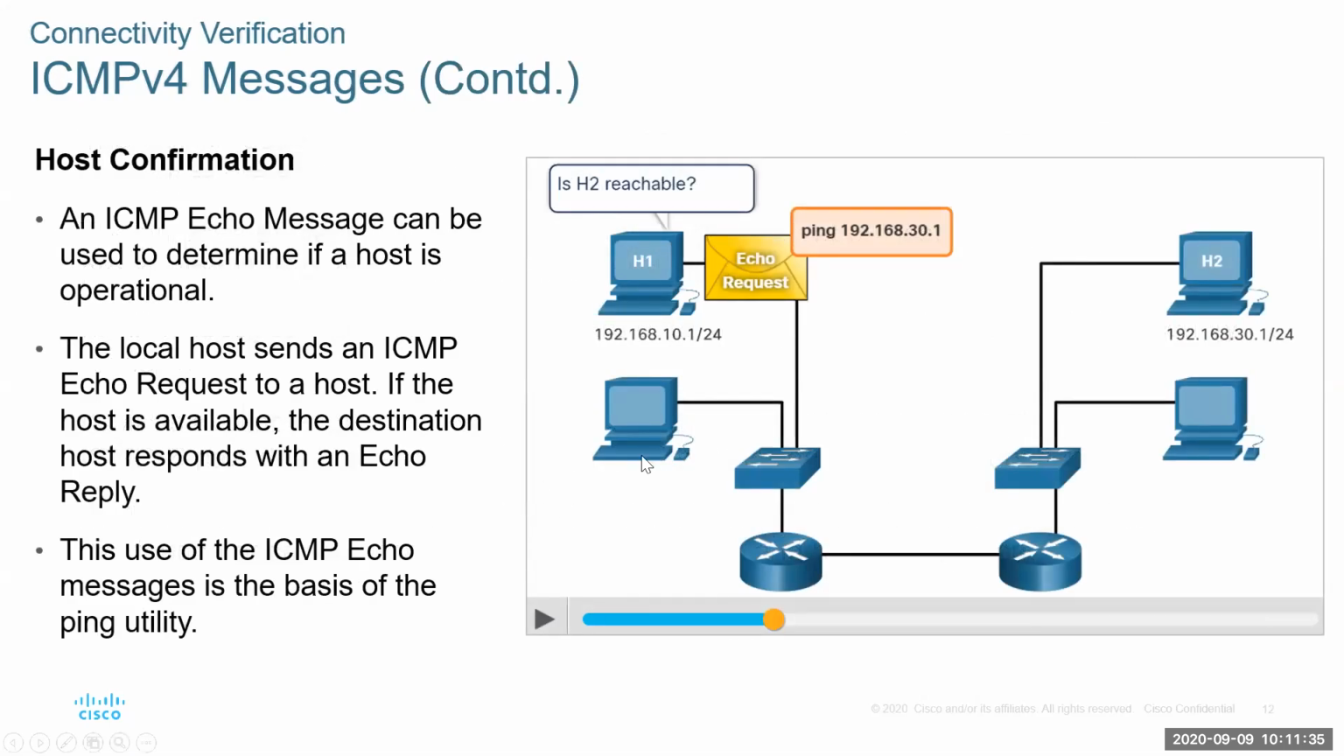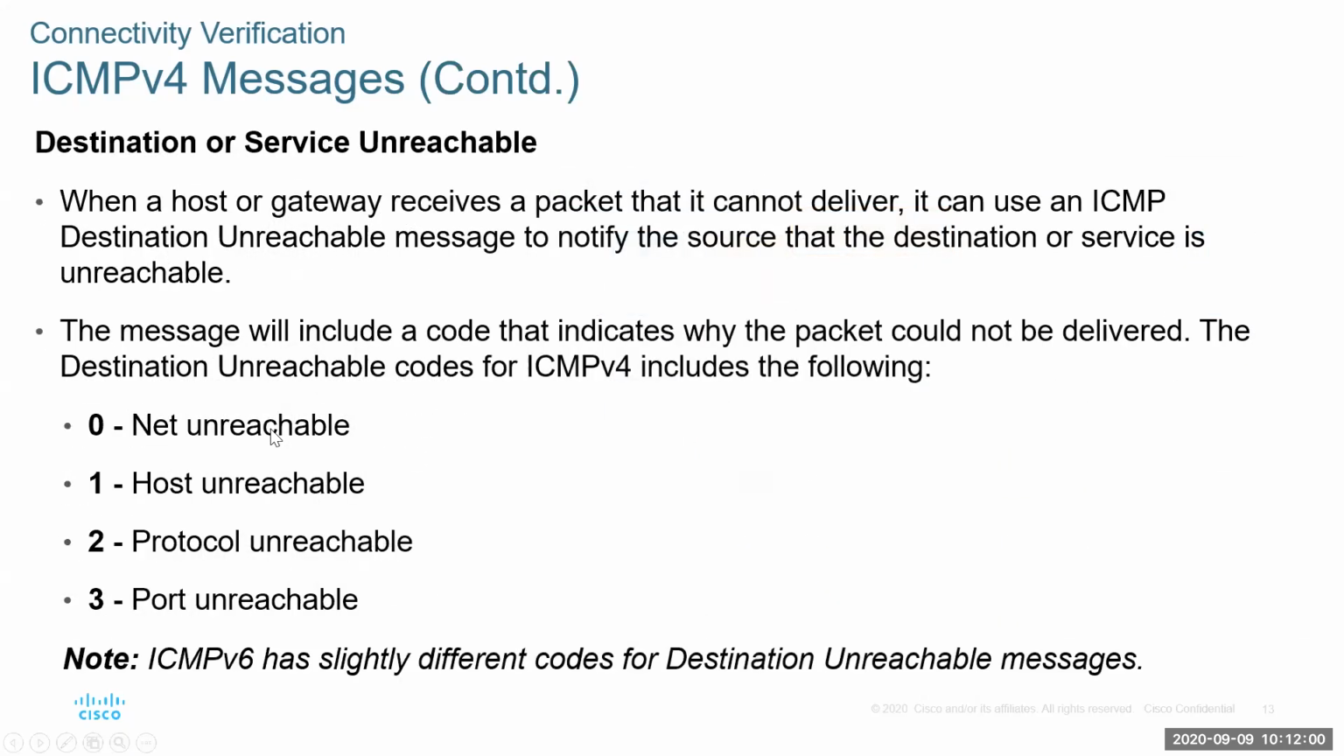So for host confirmation, when you send a ping, you are sending an ICMP echo message. And so it says, is H2 available or reachable? Therefore we're going to try to ping the IP address of this over here. It sends an echo request. And as that traffic goes through the network, if the address over here is listening, it says, yes, I'm here, and then sends a reply packet going back. So you'll see that come through there.